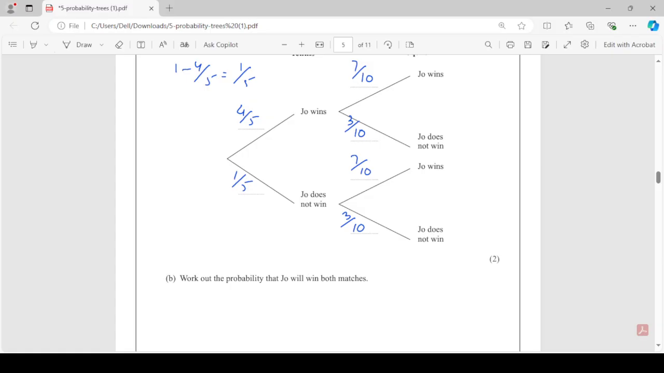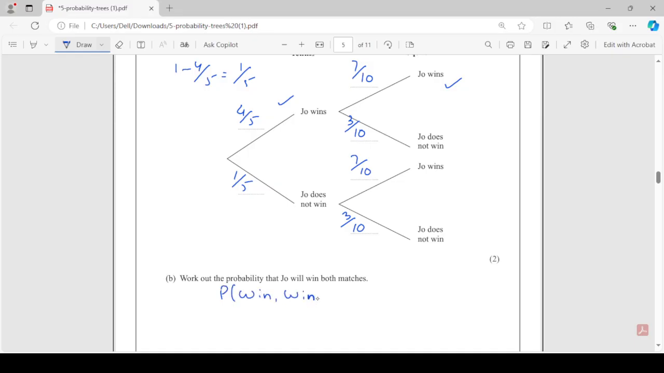Work out the probability that Joe will win both matches. 7 times 4 is 28. 5 times 10 is 50.